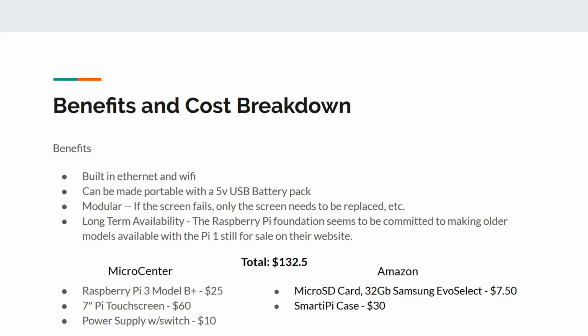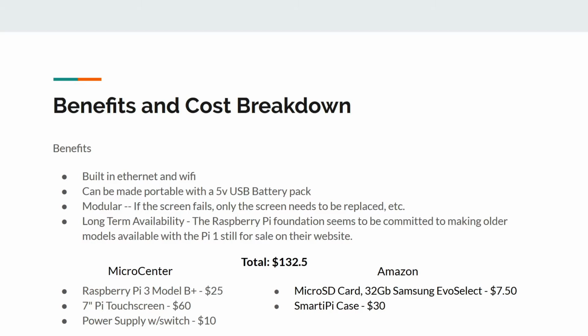So here's the cost breakdown. Micro Center has Raspberry Pi 3 Model B Plus for $25 now that the Raspberry Pi 4 is out. You can get a 7-inch touchscreen, the official one, for $60. You can get a power supply with a switch for $10. You can get the case for $30 from Amazon, and Amazon is the only place I have found to buy it. You can get the micro SD card for $7.50 from Amazon, and the whole thing comes out to a total of $132.50.